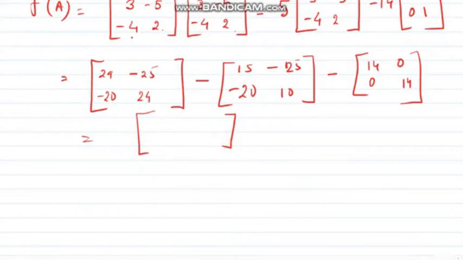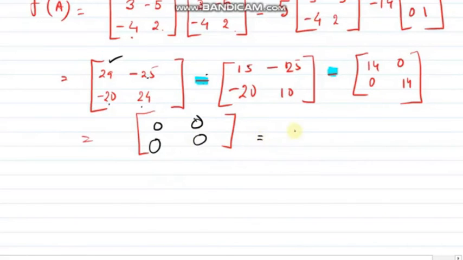Please be very careful about these minus signs. Outside it's minus. So 29 minus 15, 14 minus 14, this will be 0, right? Minus 25 plus 25, 0 minus 0, that will also be 0, right? So minus 20 plus 20, that is 0, minus 0, again 0, so almost you are there. 24 minus 10, that is 14, minus 14, that is also 0, right? So I am going to get a 0 matrix, right?